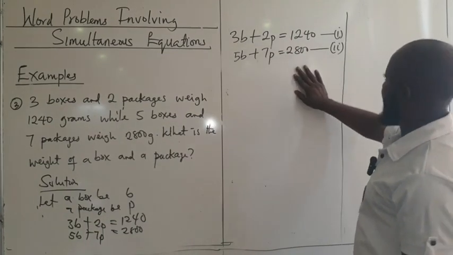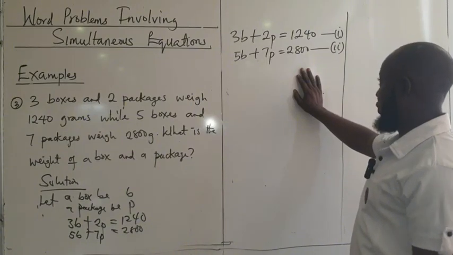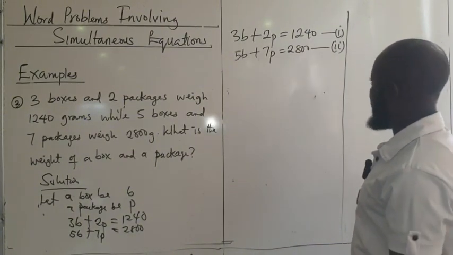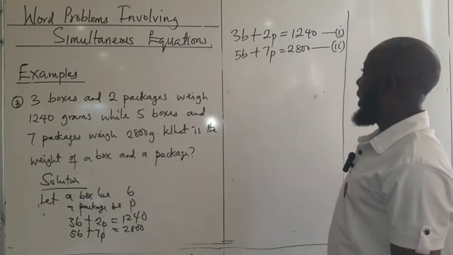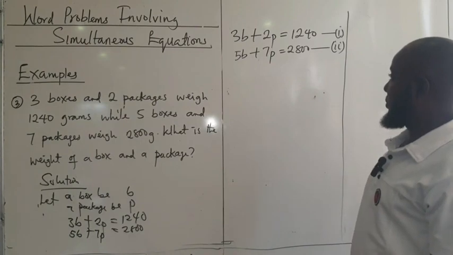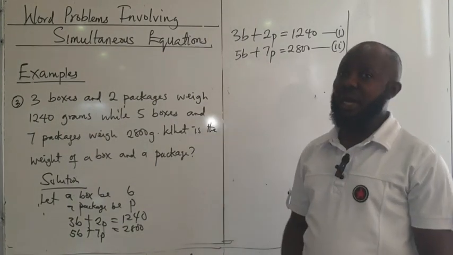There are two methods of solving simultaneous equations. So which one is the best to solve this one? We can use the elimination method. We can as well use the substitution method. Whichever one you use, you are still going to get the same answer. So let me use the elimination method. Let's assume I want to eliminate B. So I must make sure that the coefficients of B in both equations are the same.